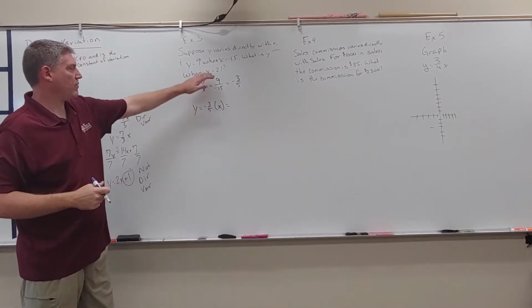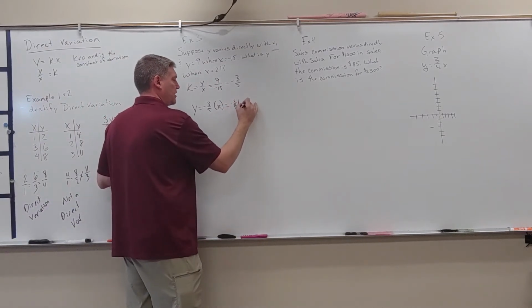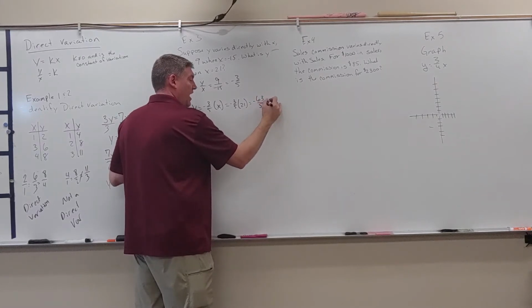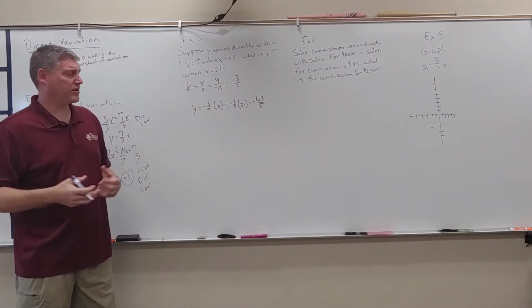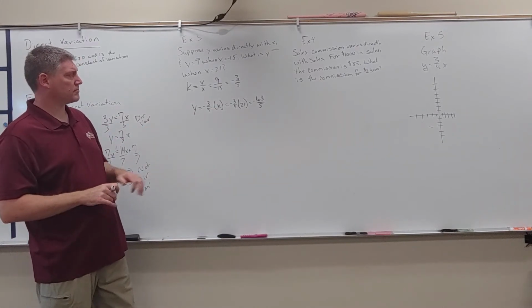And it asks me for y when x is 21. So I'm going to plug in 21. Negative 3/5 times 21 gives me negative 63 over 5. I'm going to leave it like that. I could put it in decimal form, but I'm going to leave it in fractional form.